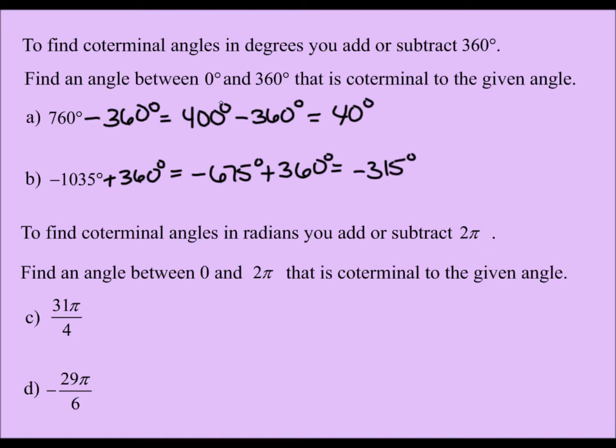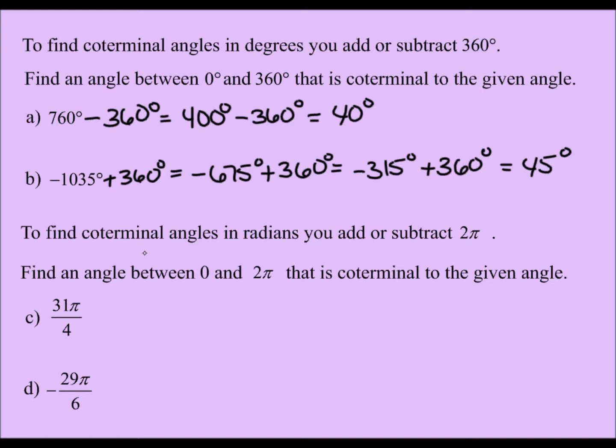Again, still not between 0 and 360 degrees, so I need to add another 360 degrees, and basically do another rotation around. And what that gives me is 45 degrees. 45 degrees is between 0 and 360 and also coterminal to negative 1035 degrees.